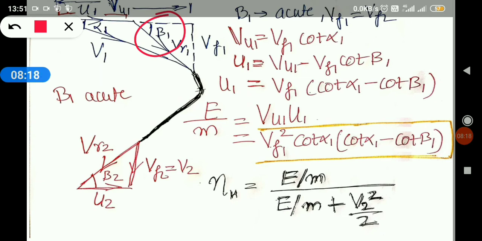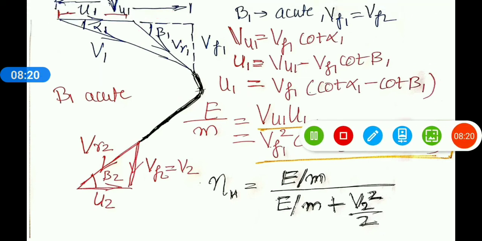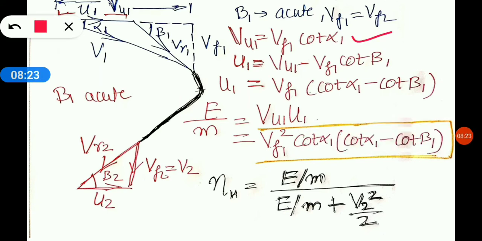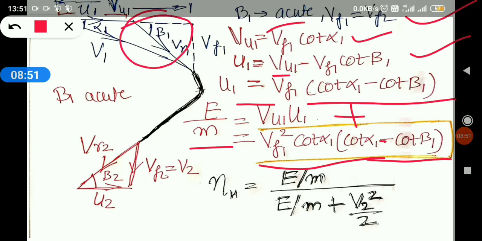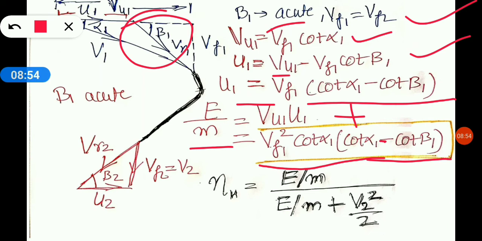With beta 1 acute angle, what you will get, just see, Vu1 is Vf1 cot alpha 1, exactly same. Beta 1 is acute, Vf1 equal to Vf2. Now what is U1? U1 is Vu1 minus Vf1 cot beta 1. So U1 is Vf1 into (cot alpha 1 minus cot beta 1). So what you will get, E by m will be Vf1 square into cot alpha 1 into (cot alpha 1 minus cot beta 1). So what difference have we got? Instead of plus, now it is minus. Fine. In that it was plus, now it is minus here. So if you are taking beta 1 as acute angle, which we are mostly comfortable with, the equation we'll be getting is in terms of minus sign.